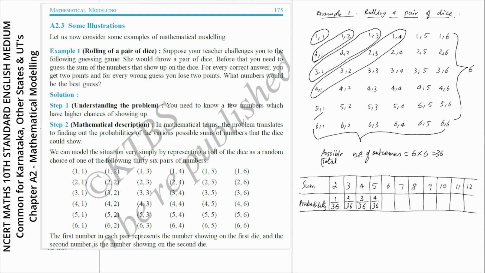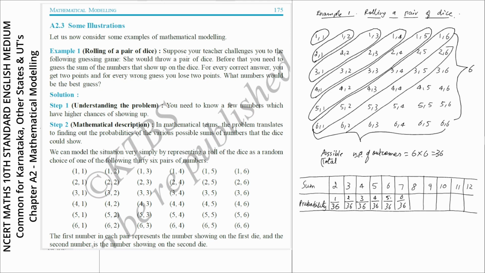Similarly, there are 5 outcomes where the sum is equal to 6. So the probability of getting sum equal to 6 is 5 by 36. Similarly, the probability of getting sum equal to 7 will be 6 by 36. There are totally 6 outcomes where we get sum equal to 7. Therefore the probability of getting sum 7 is equal to 6 by 36.